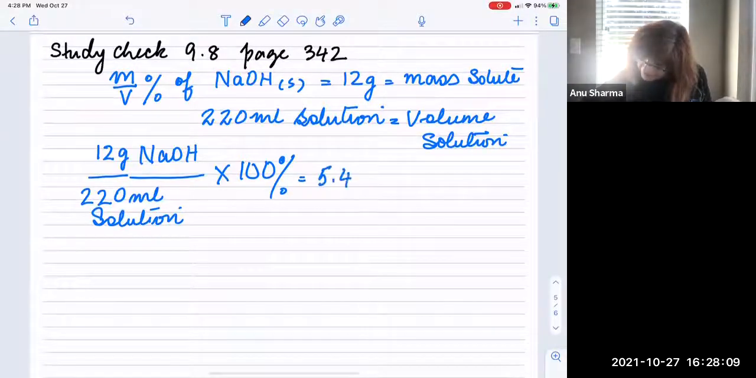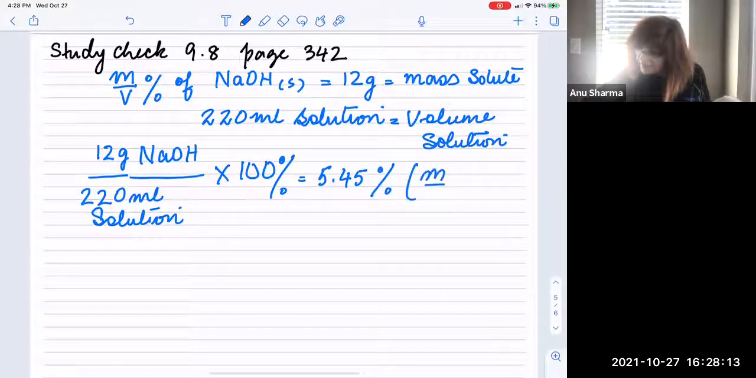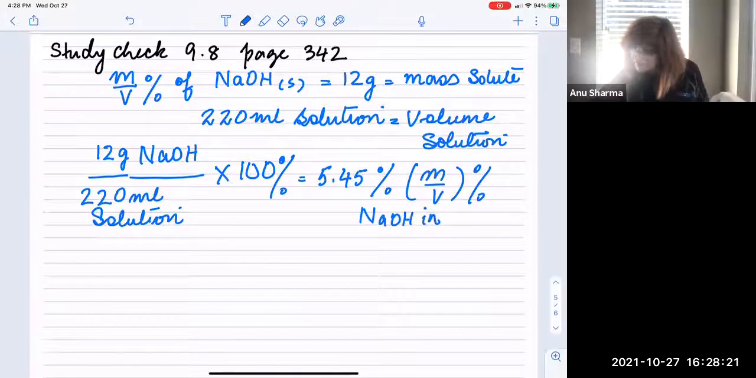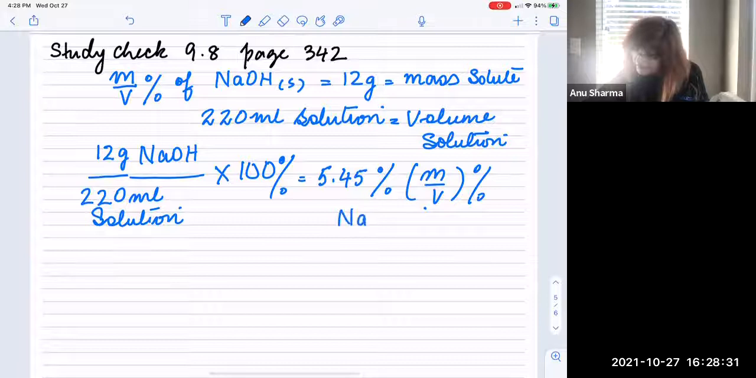Okay, so it is 5.45% mass by volume percent, right? And that is NaOH solution, basically NaOH in water. It's a solution because, generally, ionic compounds in solution are always in water.